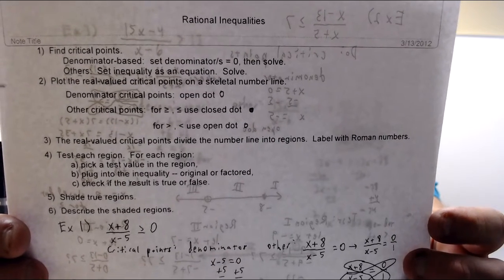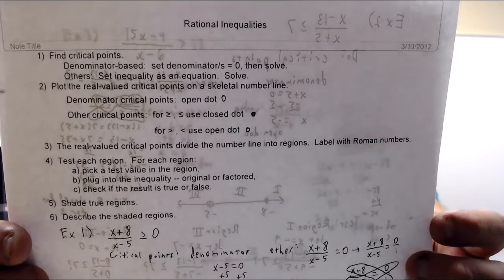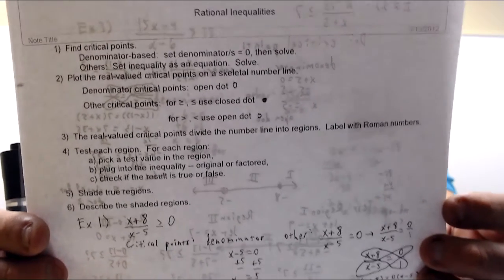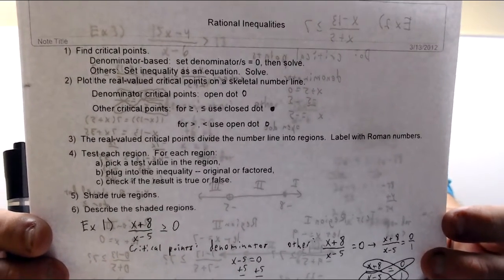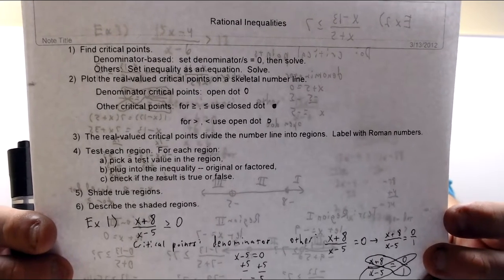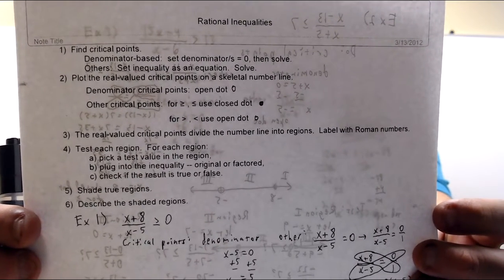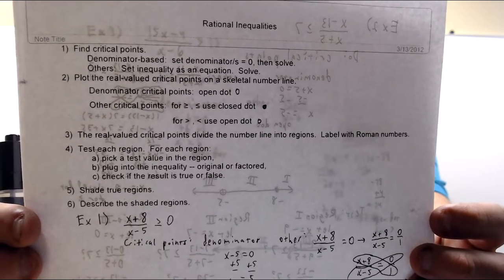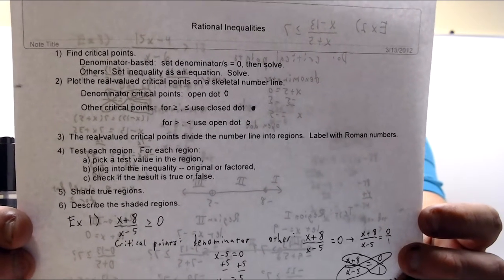Plot the real value critical points on a skeletal number line. For denominator-based critical points, always use an open dot, no matter what. The other critical points will depend on the inequality sign, like for other inequalities. Plot the critical points on a number line. Divide into regions. I use Roman numerals.